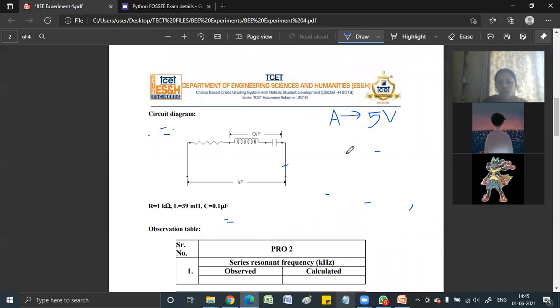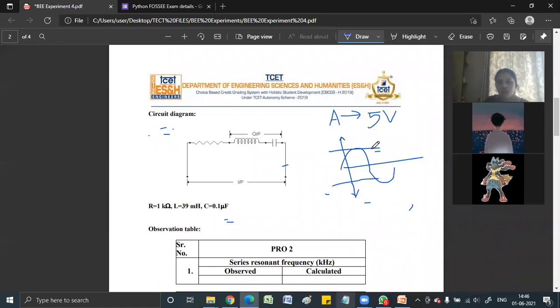So you will have a sine wave which is 5 volts peak to peak. From this peak to this peak, it will be 5 volts. So the top will be 2.5, the bottom will be minus 2.5, and the total will be 5. I hope this is clear. So this is the input signal you are going to apply, keeping the amplitude fixed.